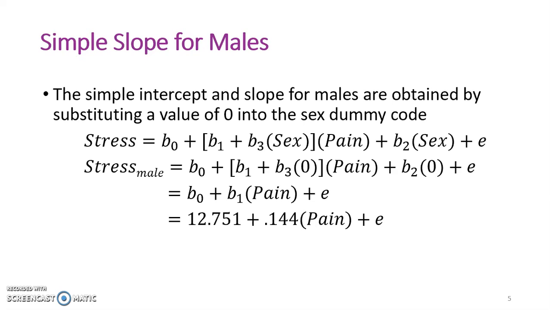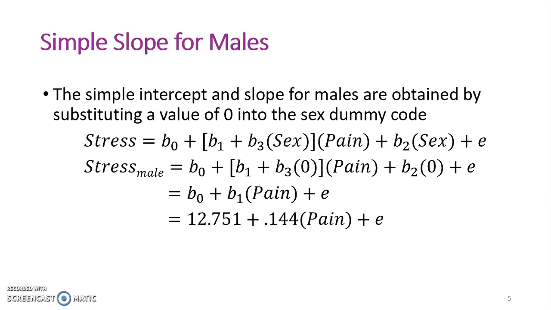So we're just simply subbing in the value for male, which is 0, wherever we find the sex dummy code in the equation. So in the top equation, we see that sex, the dummy code, occurs within the brackets next to B3, and then we also have the B2 coefficient, which is the main effect of sex on stress. So to get the male intercept and slope, the regression equation for just males, we substitute in sex equals 0. And so this cancels out the B3 coefficient and the B2 coefficient.